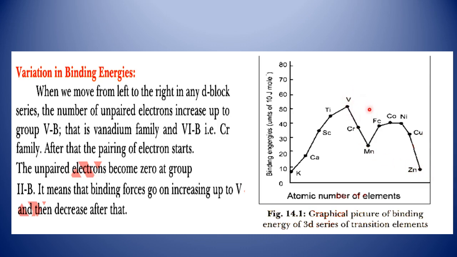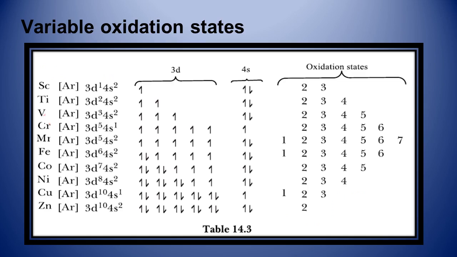Students, transition elements show variable oxidation states, and the reason for that is the lesser energy difference between 4s and 3d orbitals. Here is a chart which is going to show the variable oxidation states of first 3d series. Scandium is present in +2 and +3 oxidation states in most of its compounds. Similarly, titanium can attain an oxidation state up to +4, vanadium +5. The maximum oxidation state is seen by manganese, which shows oxidation states from +1 up to +7.